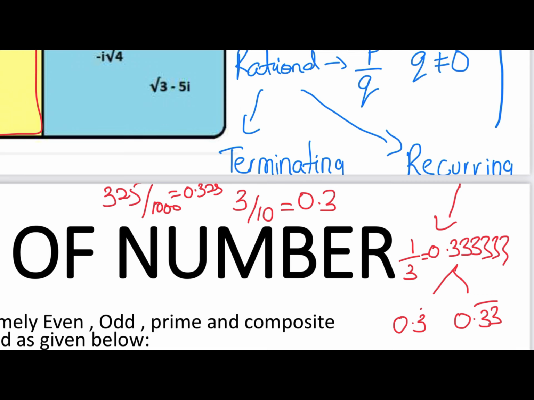So I hope you understand what is a rational number. Rational numbers are those numbers which can be written as a fraction, and then we have two types: terminating decimal and recurring decimal. Terminating means a number is completely divisible after the decimal point, and recurring means the number cannot be completely divisible but it's repeating a number or some pattern.